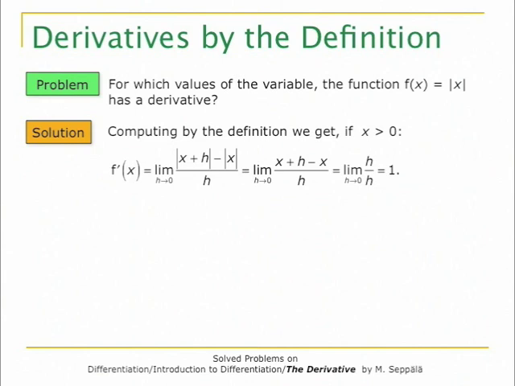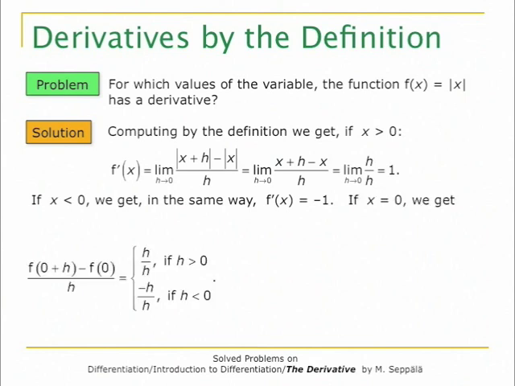So if x is positive, this limit of absolute value of x plus h minus absolute value of x divided by h is the same as the limit of x plus h minus x divided by h. Now here x cancels out, we get the limit of h divided by h. Now h divided by h is always 1, therefore also the limit is 1. We conclude that the function absolute value of x has a derivative when x is positive. If x is negative, we get precisely in the same way that the derivative of f exists and equals negative 1.